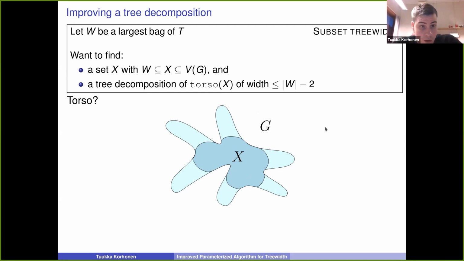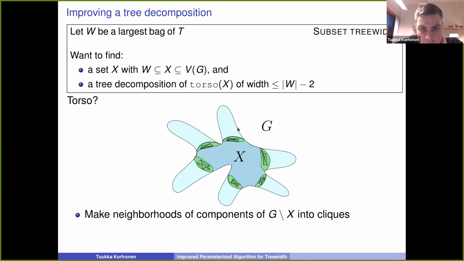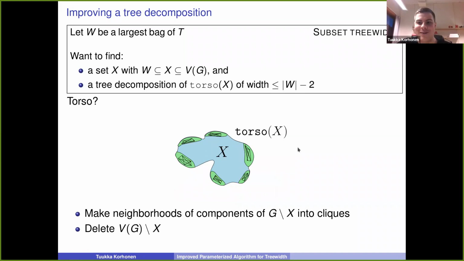And how this torso of X is defined is that we look at the connected components of G minus X. So like this set and this set and this set and this set. And we make the neighborhoods of these components into cliques. Okay. So these are like the arms of the ghost. And then we cut off the arms of the ghost.